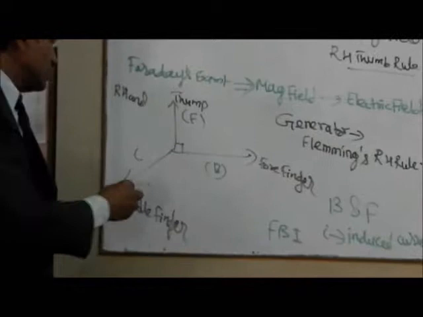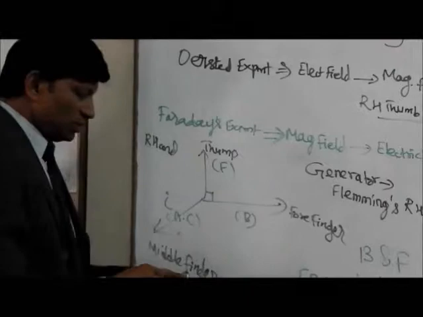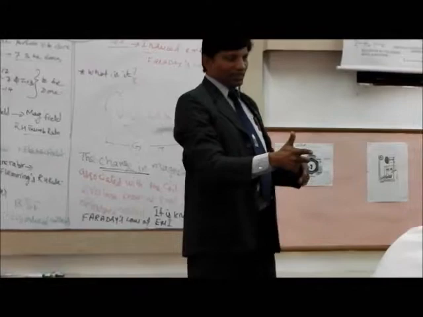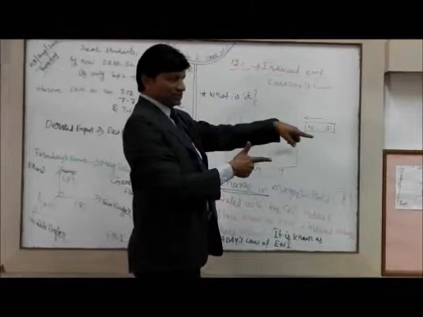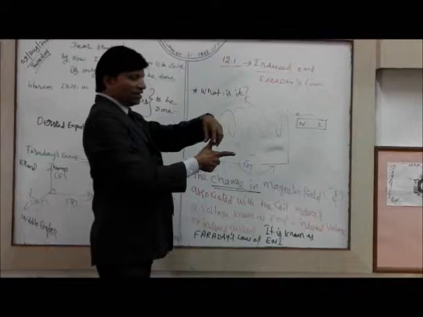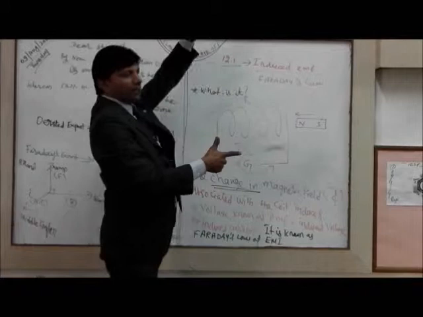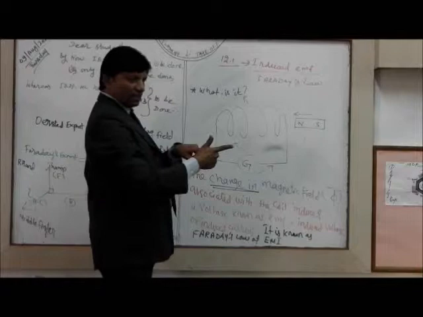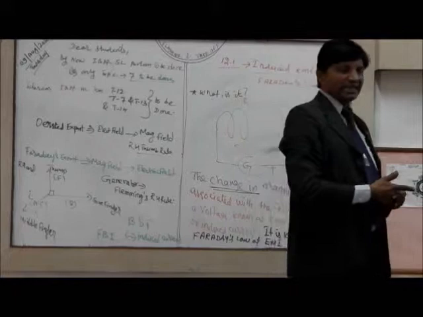So if I hold the fingers of the right hand, suppose the magnetic field is in this direction, here the North Pole and here the South Pole. And the force is in the upward direction, as if there is a conductor you are taking out. Then the current is induced in this direction. This is the clue to confirm the direction of the induced current.